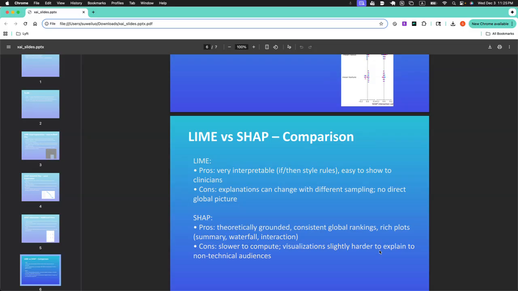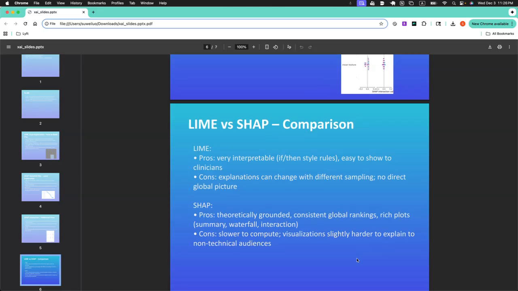So again, I want to conclude here that we made a comparison between LIME and SHAP, especially for this machine learning prediction model. The pros of LIME are that it's very interpretable and very easy to show to clinicians, people who are probably not really data savvy. The cons are that the explanation can change with different sampling, so there's no global picture over here.